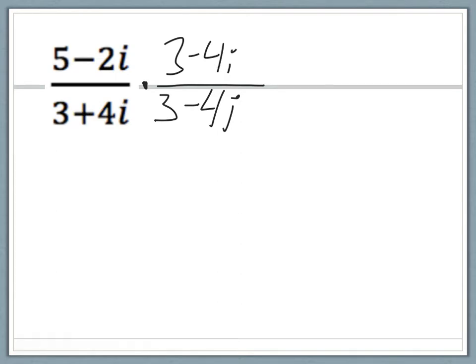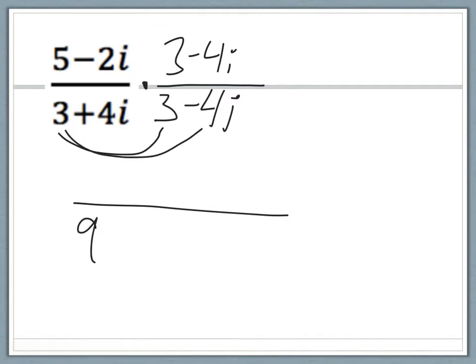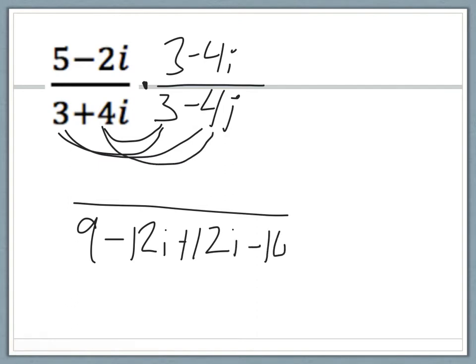So now let's multiply these out. Let's just do the bottom first. 3 times 3, which is 9. 3 times -4i, which is -12i. 4i times +3 is +12i. And then 4i times -4i gives me a -16i squared.